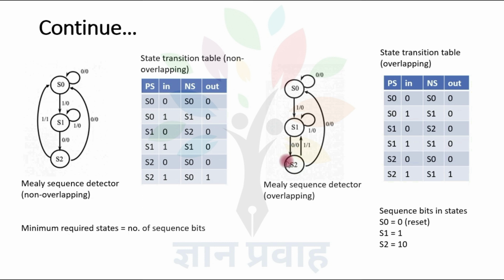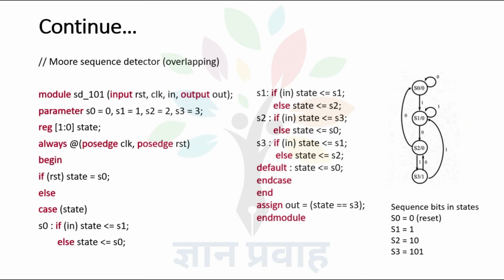When present state is S2, input bit is 0, the next state is S0 and output is 0. Present state S2, input 1, next state S1, output 1.